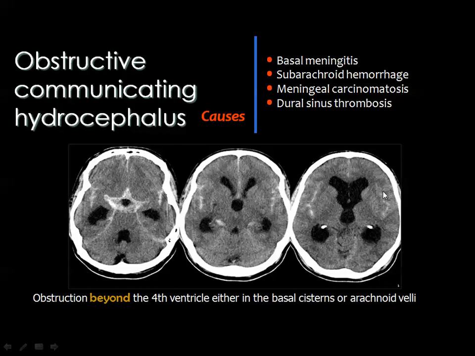Here the obstruction is in the arachnoid villi. Any pathology that can cause damage to the arachnoid villi will hinder the absorption of the CSF, leading to accumulation of the CSF in the ventricular system and the development of hydrocephalus. The main causes of damage of the arachnoid villi are basal meningitis, subarachnoid hemorrhage, and meningeal carcinomatosis.